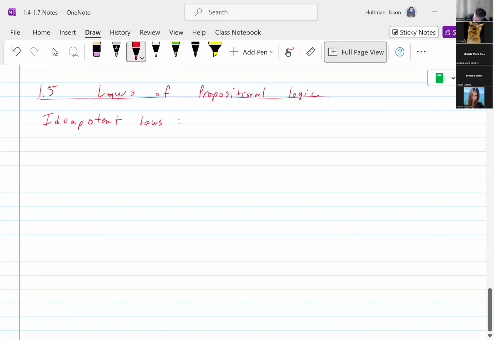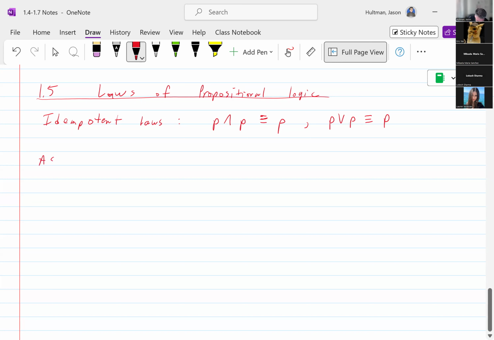And that is if I take P and P, that's logically equivalent to P. If I do a conjunction on P, I get P. Also, if I take P or P, I should get a disjunction on P, and I should get that to be logically equivalent to P.